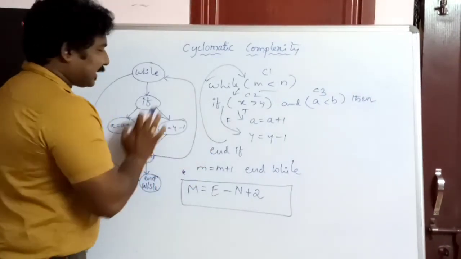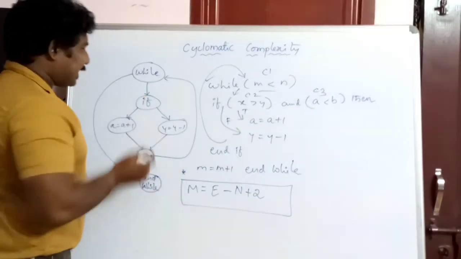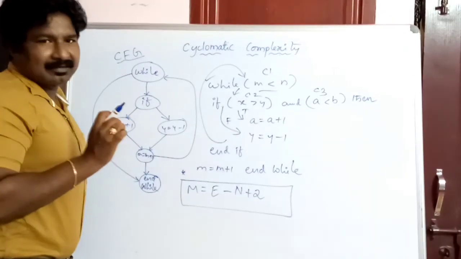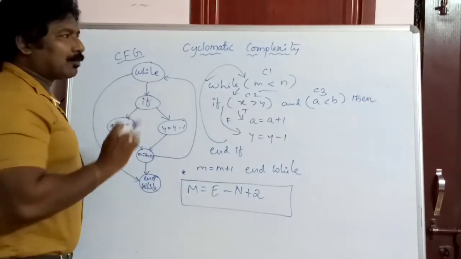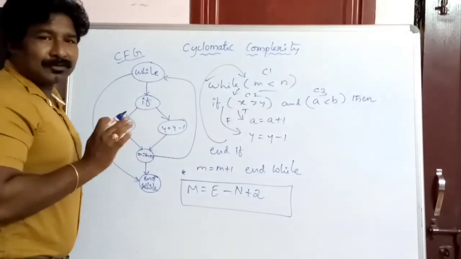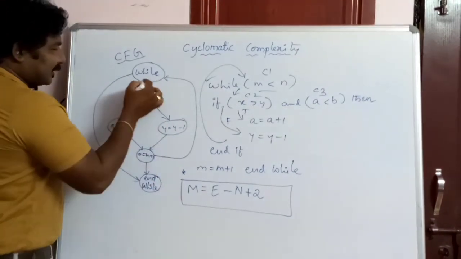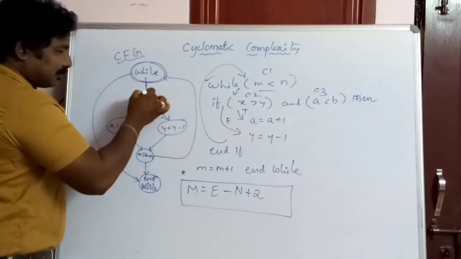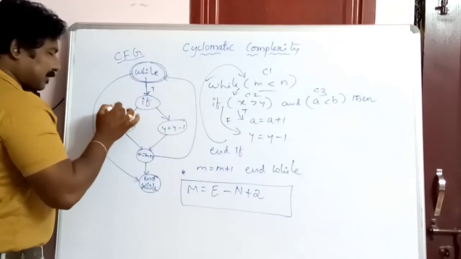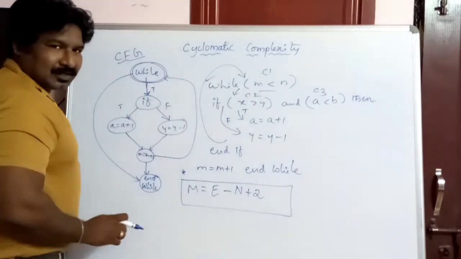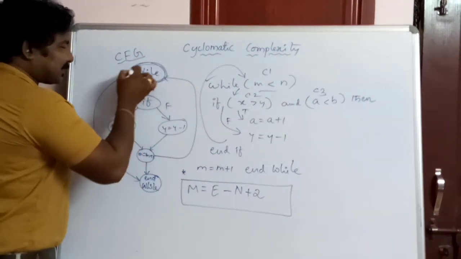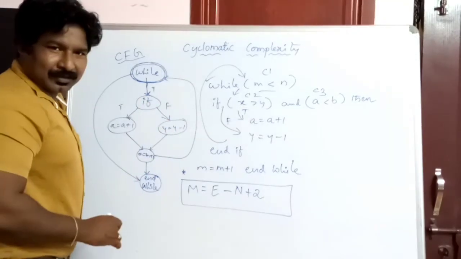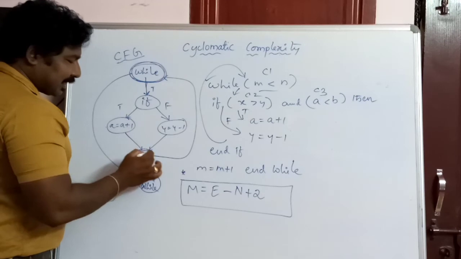What I have done here is draw a CFG. CFG stands for control flow graph. Friends, for finding the cyclomatic complexity, you have to draw a control flow graph for your code. Here I have made this while condition a node. If this is true, I come to the if condition. If this is true, I execute this. If this is false, I execute this. I am taking while as a node, if as a node, the true statement as another node, and the false statement as another node. Now after doing this, I am doing m equals m plus 1.